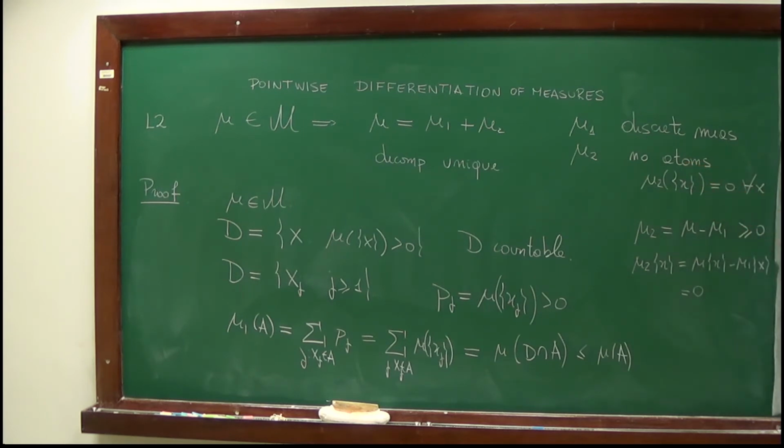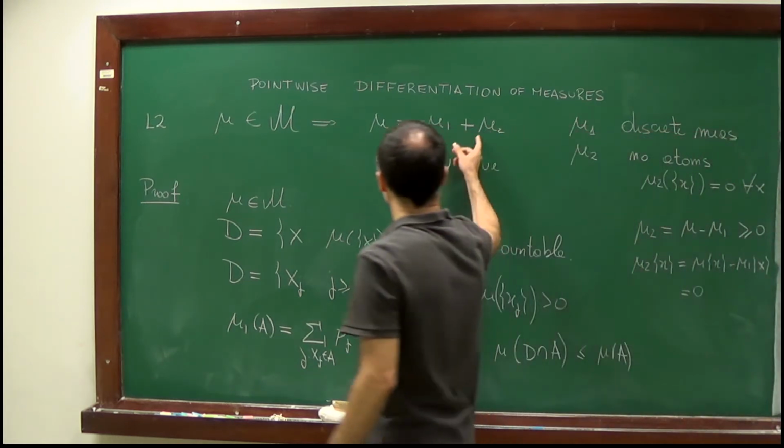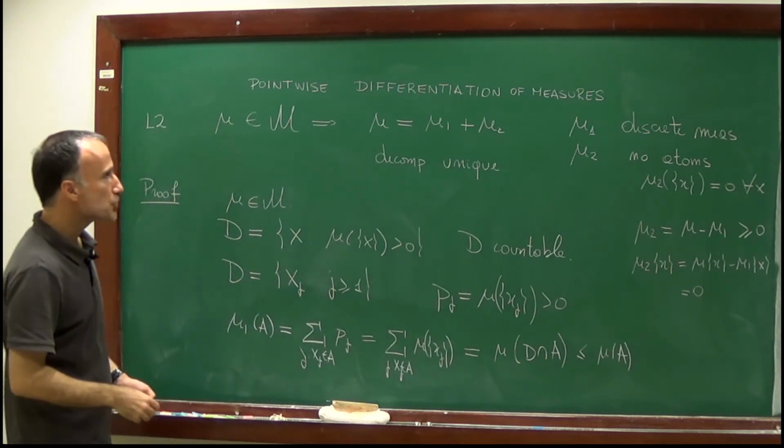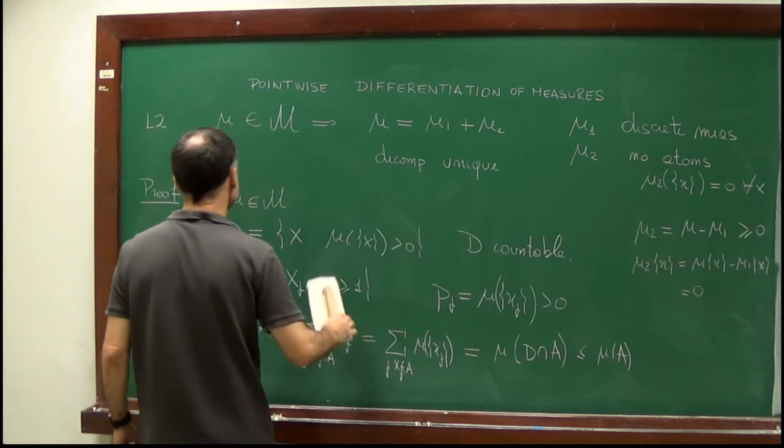Therefore, we have obtained the decomposition we were looking for, because mu is equal to mu2 plus mu1. Mu1 is a discrete measure, and mu2 has no atoms. So that proves that this decomposition is possible. Now let's show that it's unique.